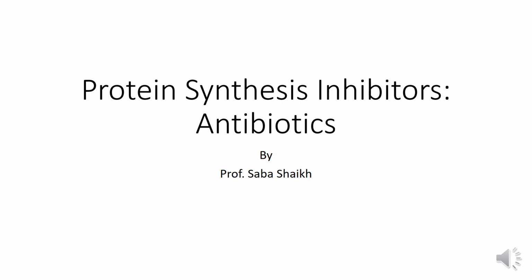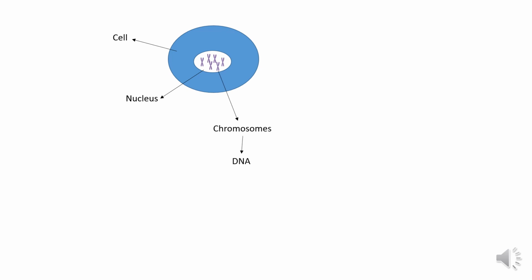Before we start with the antibiotics which inhibit protein synthesis, first we'll see what we mean by protein synthesis. This is the cell. The cell is the basic unit of a living organism. The cell consists of a nucleus. In this nucleus we have chromosomes. The chromosomes contain DNA. The DNA contains genes, and ideally these genes are involved in protein synthesis.